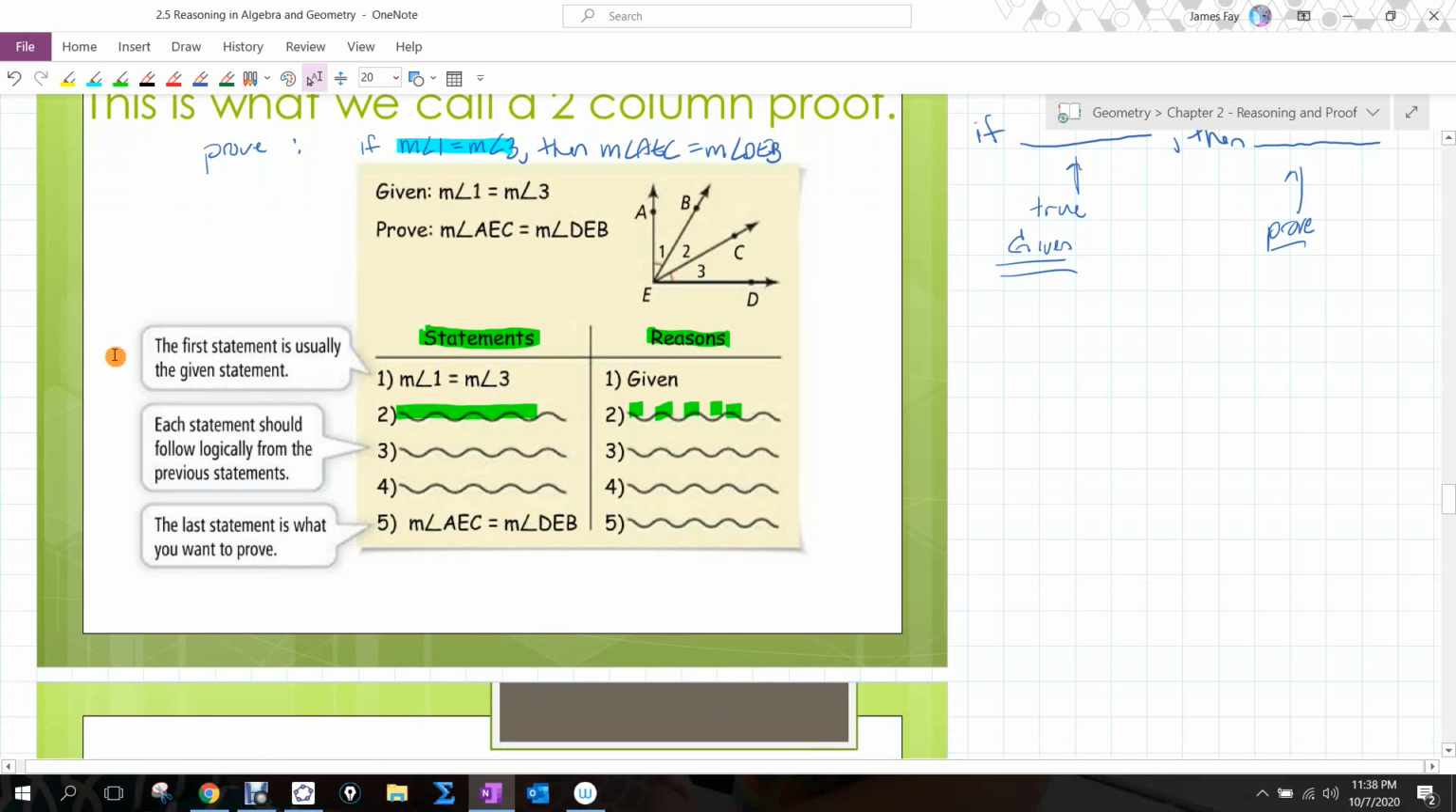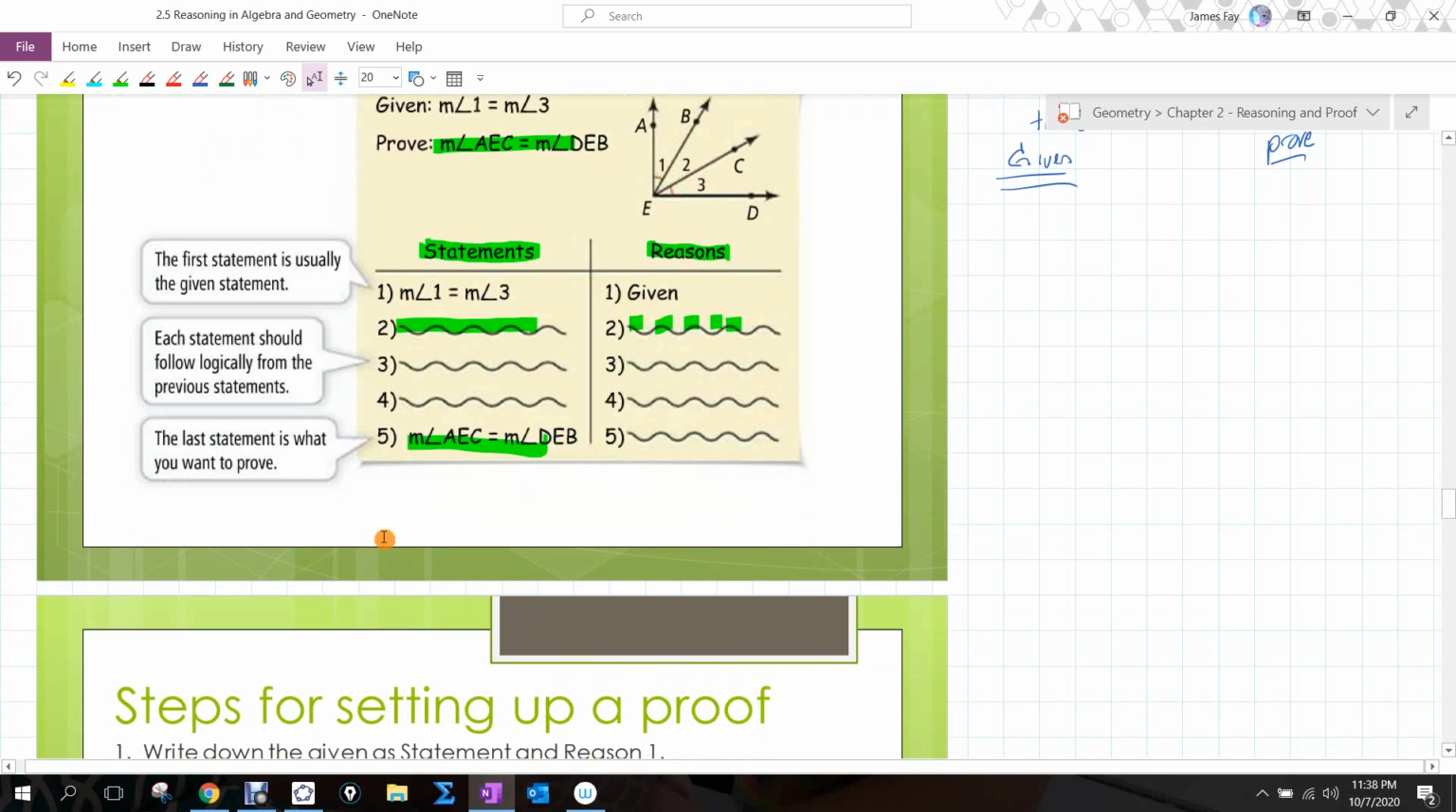So the first statement is usually the given statement. Each statement should follow logically from previous statements. And the last statement is always going to be what you want to prove. Okay, so it kind of tells you once you have this matching to that, you're done. Some proofs will be 5 steps long, some will be 3, some will be 13. It just depends on what you're proving and what information you have at your disposal when you start that proof.